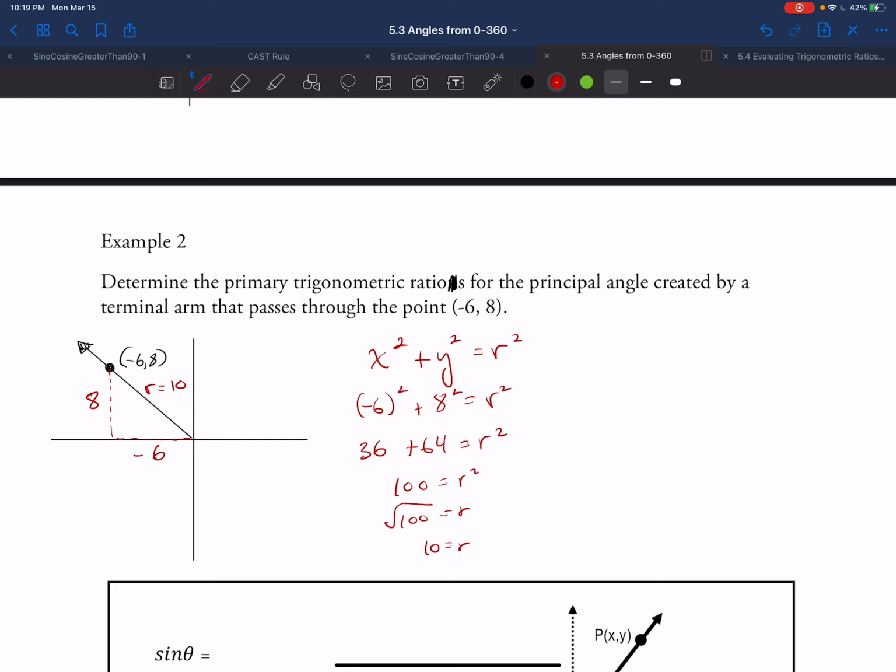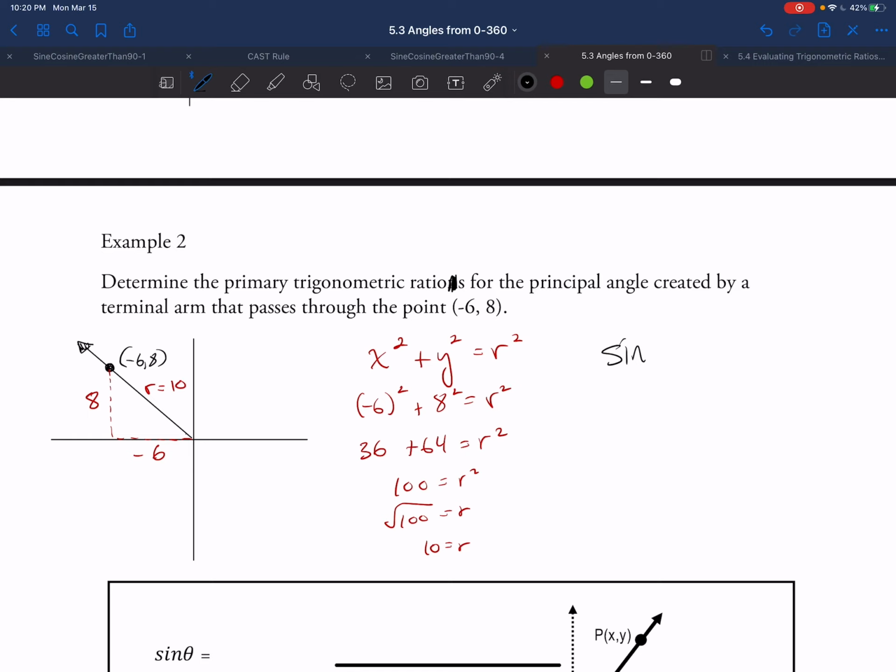Okay, and your radius is always going to be a positive number because it's the distance from 0 to the point. So it'll always be positive. It's only x or y that can be negative.